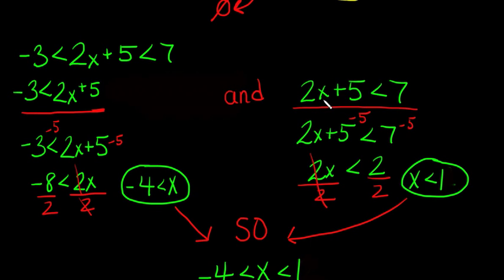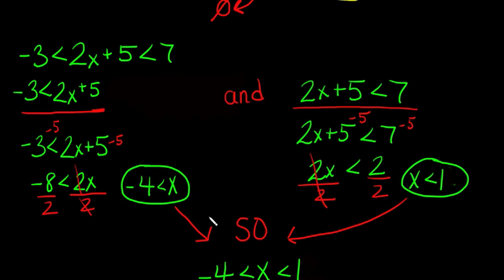All right, I want to get my variable by itself, so I'm going to get rid of my 5 on the left and do the same thing on the right. So take away 5. That gives me 2x is less than 2. And I need my x by itself, so I'm going to divide both sides by 2. That leaves me with x is less than 1, because 2 over 2 is 1.